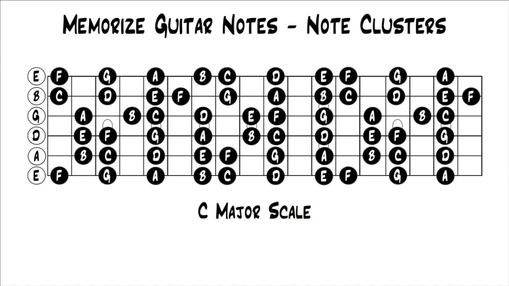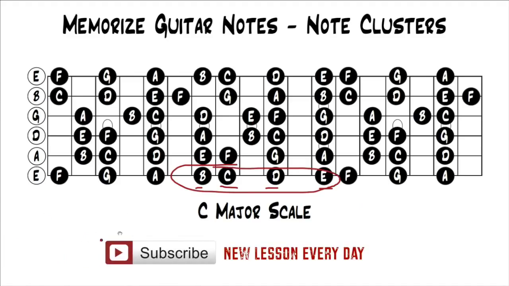So now we're going to use what are called note clusters to memorize the notes on the fretboard. And what I mean by note cluster is that we're just going to take random clusters of notes. For example, I could take a B, a C, an E, and go back to D, and take this little cluster, play it on one string, and then we're going to find it on all the other strings as well. And I'll show you what I'm talking about right now.